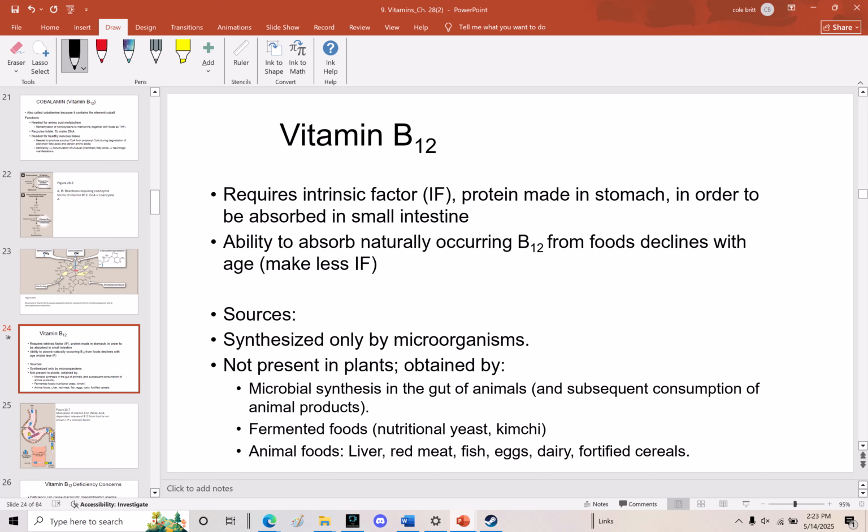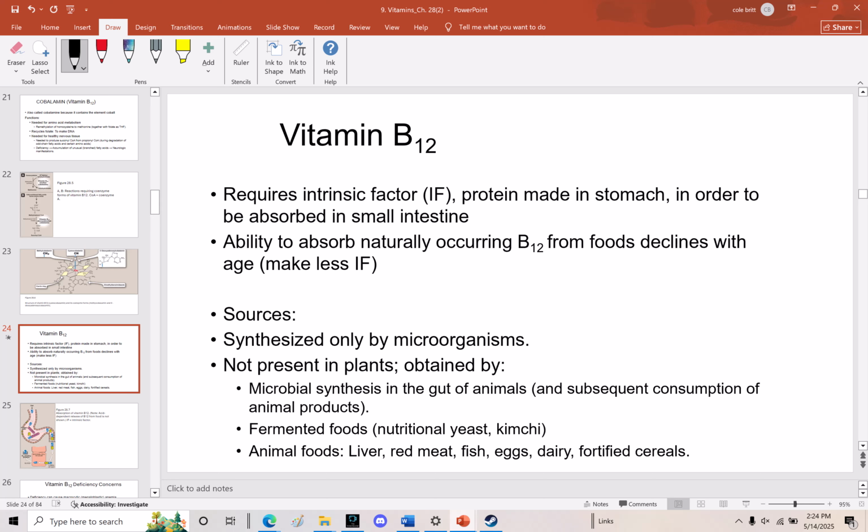And that is actually how they can maintain their B12 levels. But humans, we don't eat our own feces. And so we do have to think about B12 as far as where we're getting it in our diet. It's not present in plants. It is made by the microbial synthesis in the gut of animals, and that's why we do have it when we consume animal products. But we do have it in fermented foods, so if you are vegetarian or vegan, nutritional yeast, but it's in a wide amount of animal foods.